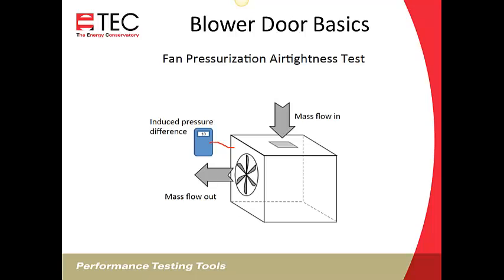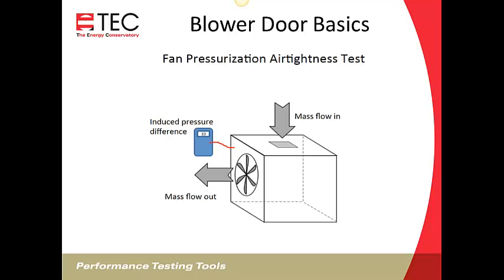And when we do a blower door test, we refer to that 50 Pascal pressure we're testing at as an induced pressure difference. What that means essentially is the fan is causing a change of 50 pascals in the house.